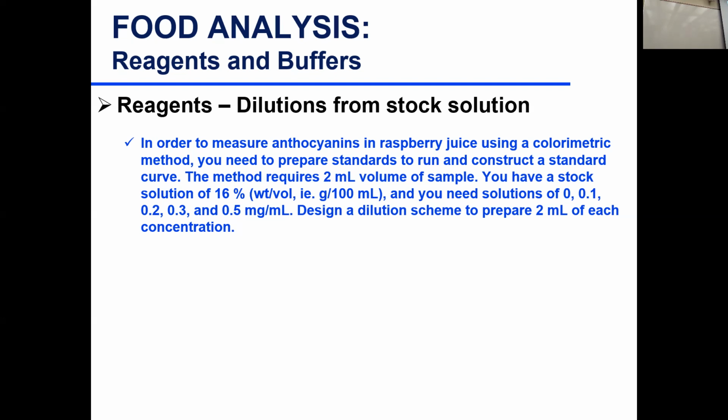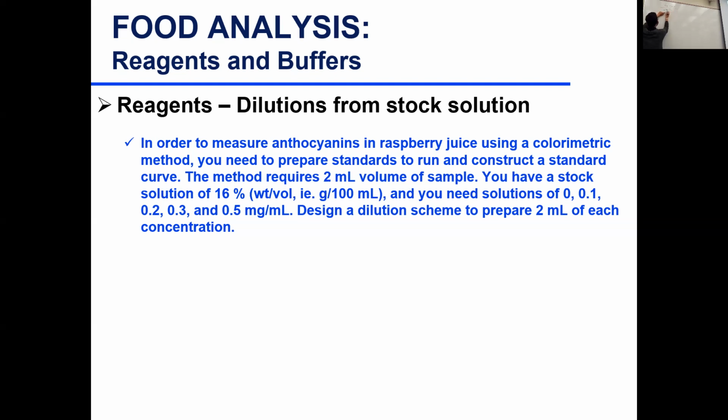So what you want to do first is unify the units. Remember that your units have to be the same. So when we say 16%, what does that mean? That means 16 grams in 100 ml. So the first thing you want to do is change your unit to milligrams per milliliter. Now you have 16 grams per 100 ml. If I want grams per milliliter, I divide by 100 both places, so it would be 0.16 grams per 1 ml.